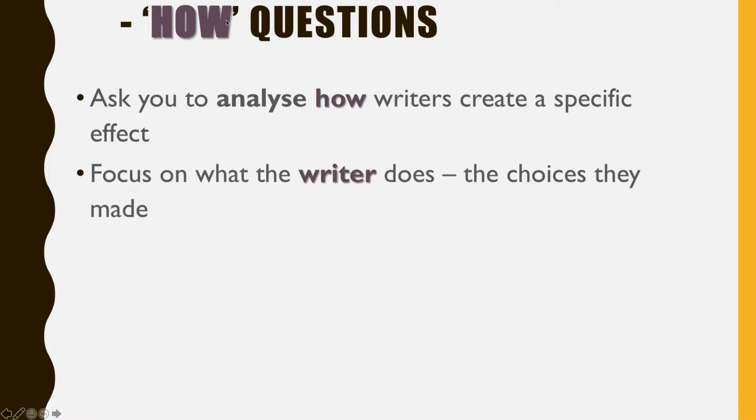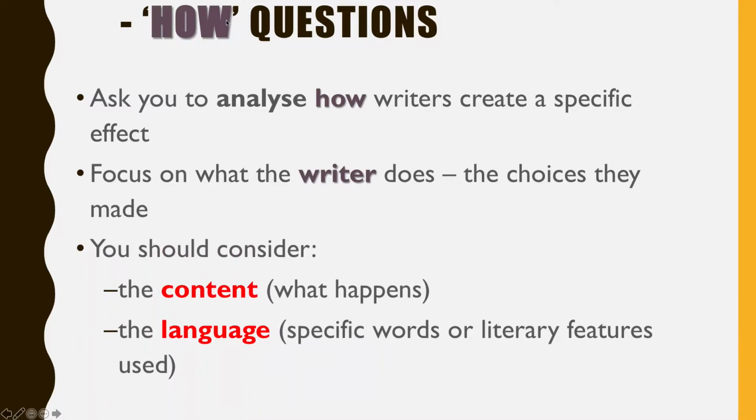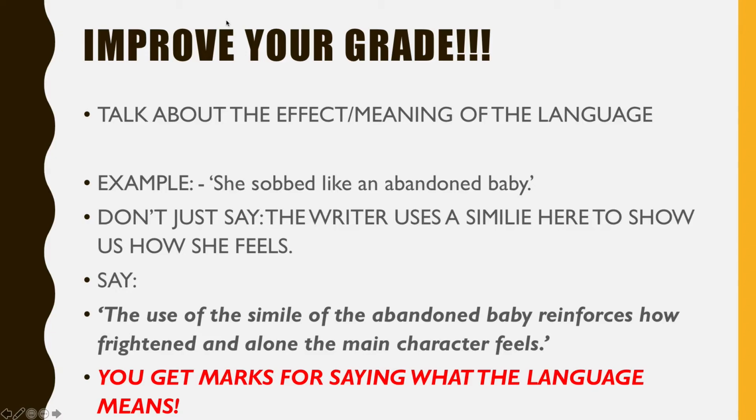So again, it's about asking you to analyse how writers create a specific effect. So you need to focus on what the writer does, the choices that they make. So you should consider maybe the content, what happens in the text, and the language that is used to express that. So for the fiction paper, you can maybe talk about what the character does, and how that affects your understanding of the character, and then about the language that is used by the writer. In a non-fiction text, possibly a little bit about what the characters do, but maybe a bigger focus on the language and specific words that are used there.